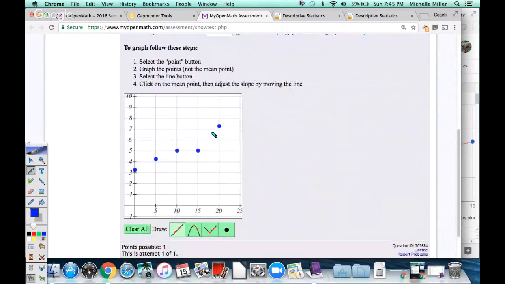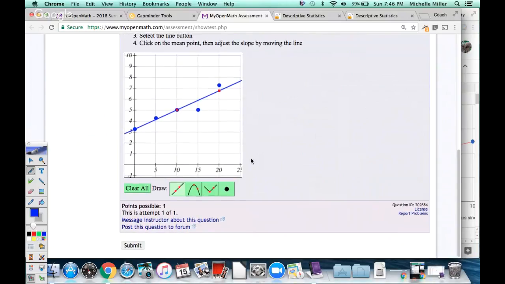So here I've plotted those points, and now I'm going to estimate the line of best fit by using the line tool here. I'm going to click on that middle point because it's pretty close to the mean XY value. And then I'm going to try and split the difference as best I can here. So maybe about right there. So that looks like a pretty good line here. Notice how it models that very well.